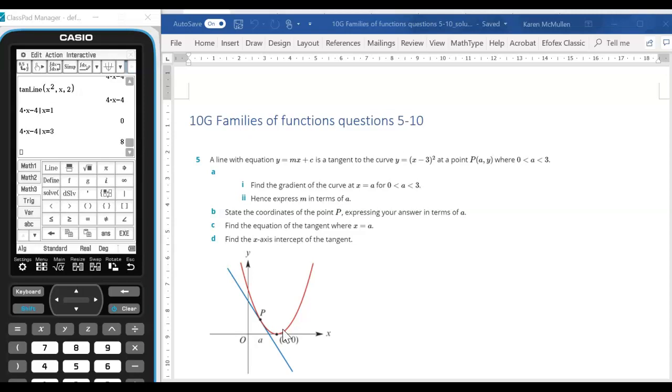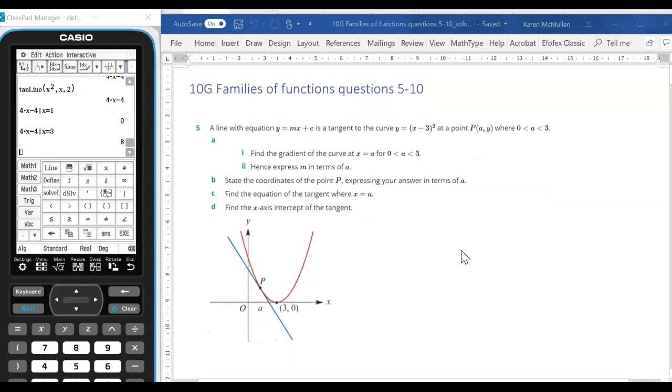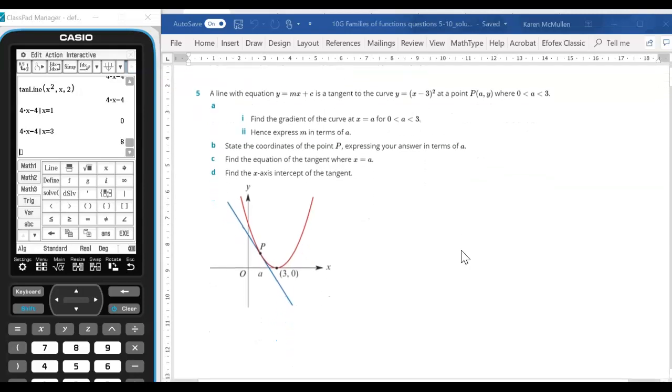Hi everyone, in this video we're going to go through hopefully questions 5 to 10, we'll see how we go. Let's get stuck into it. So question 5: a line with equation y equals mx plus c is a tangent to the curve y equals (x minus 3) squared at point P where a is between 0 and 3.